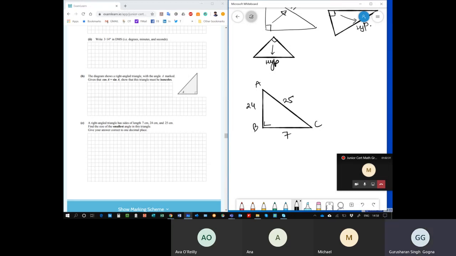Eva said C. How about Michael, Anna? Which one is the smallest angle? Michael said A. Anna said ACB, which means C, isn't it? So Anna said C, Eva said C, but Michael said A. A is the correct answer.